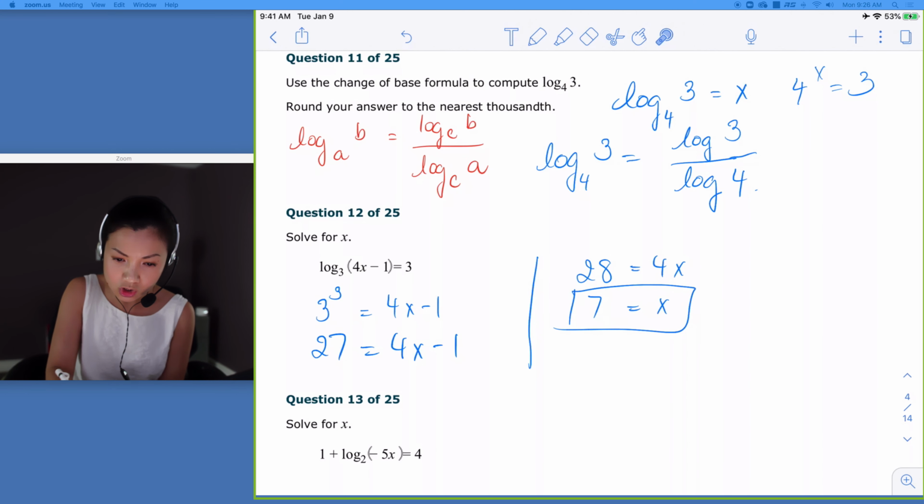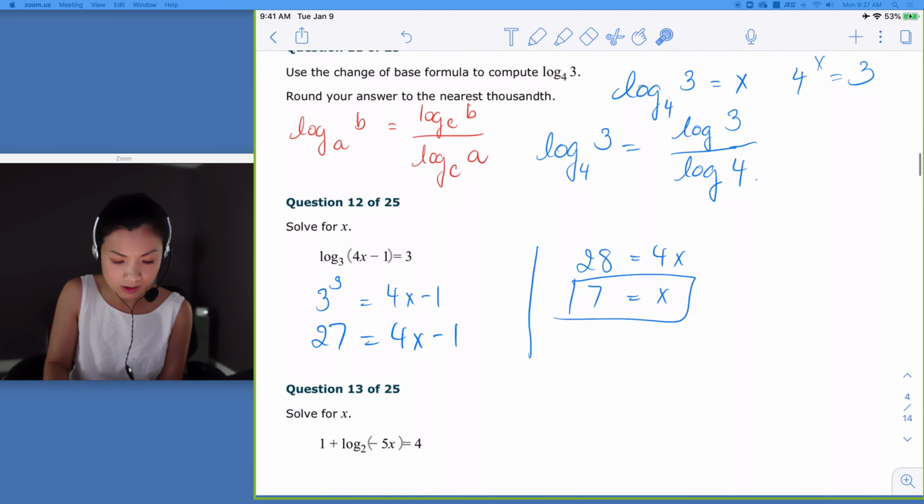Make sure you check your solution. You're going to have to plug it in here. Okay, see if you get the right answer.